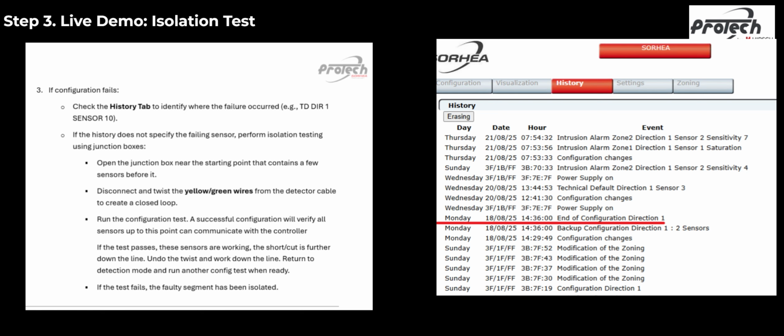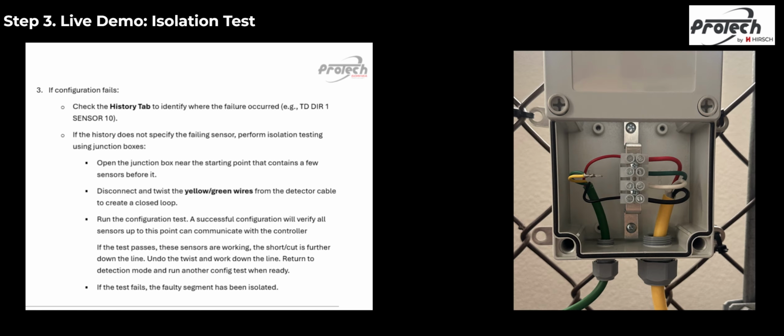Let's troubleshoot this together. Open the junction box near the starting point that contains a few sensors before it. Disconnect and twist the yellow and green wires from the detector cable to create a closed loop. Run the configuration test. A successful configuration will verify all the sensors up to this point can communicate with the controller. If the test passes, these sensors are working. The short is further down the line.